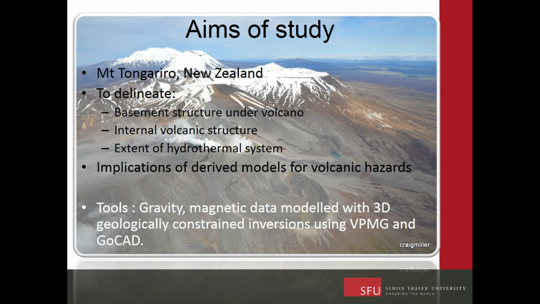So the aim of this study at Mount Tongariro in New Zealand was really to delineate three things. One was the basement structure under the volcano, followed by the internal structure and distribution of the volcanic rocks above the basement, and also the extent of the hydrothermal system. And while we're looking at these, we're going to be thinking all the time about the volcanic hazards that we can derive and understand better from our models.